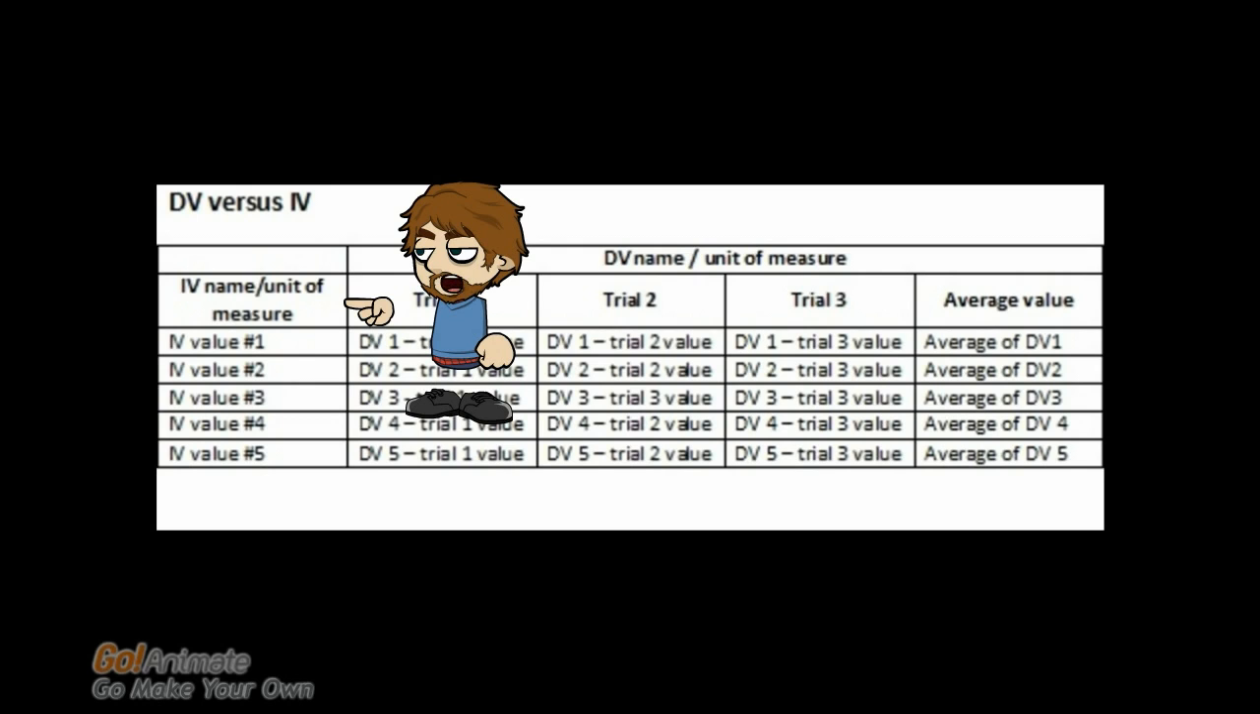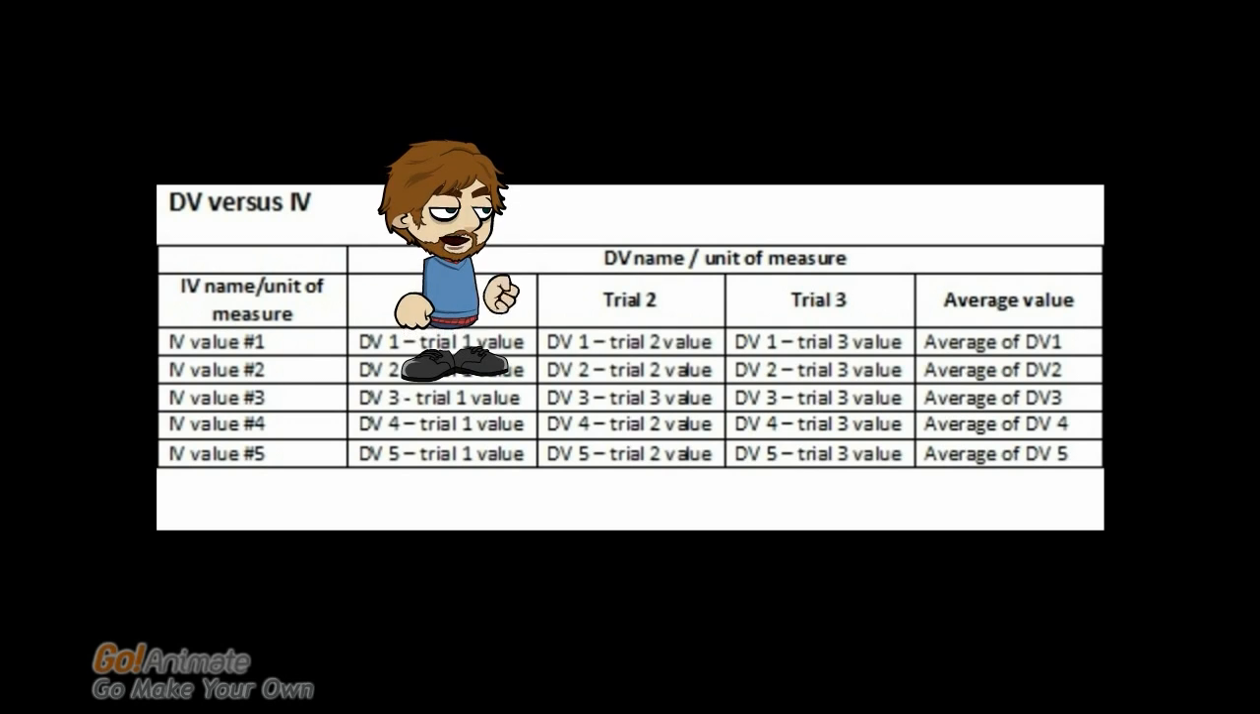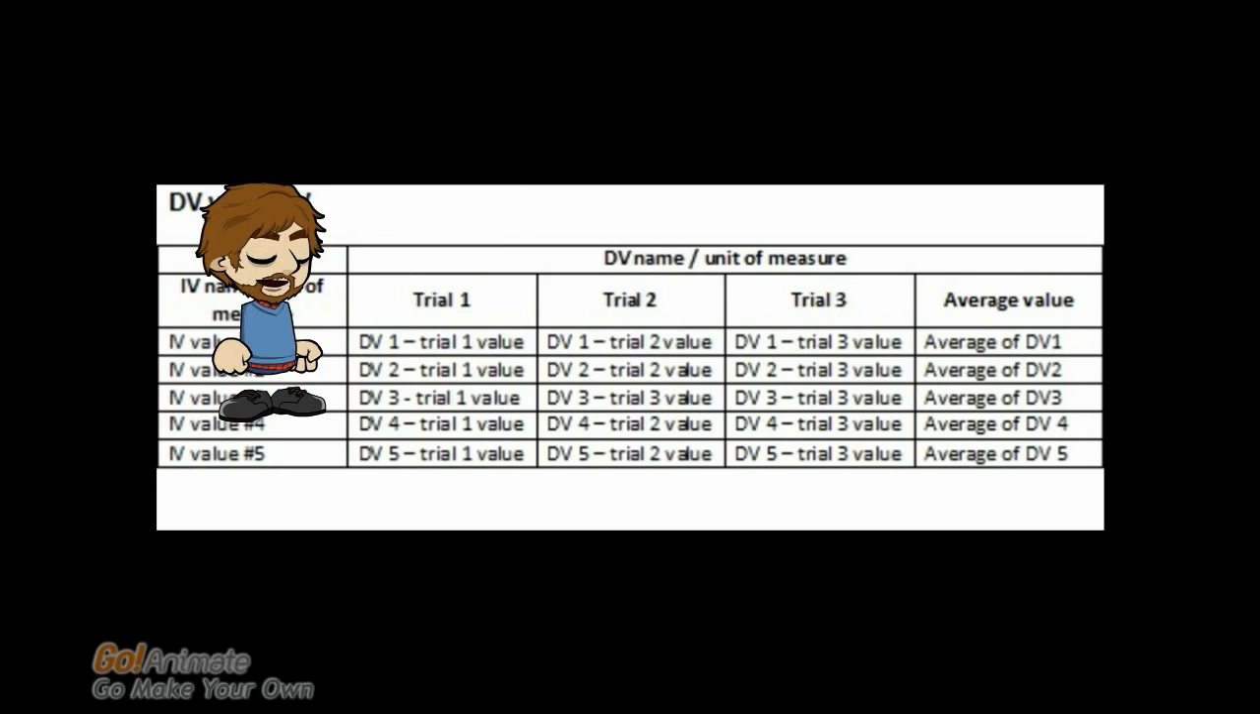At the top of the column, write the name of the variable and what unit you will use to measure it. For example, your IV might be height measured in centimeters. The heading for your DV should span 4 columns, as shown here. First, write the name of the DV and its unit of measure. Then add labels for each trial and an average column.